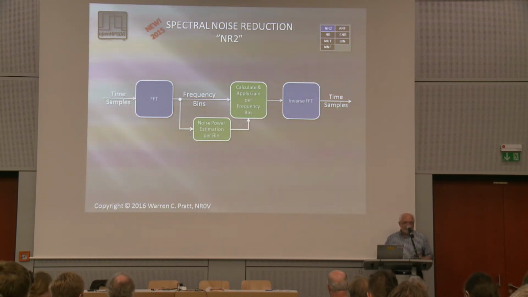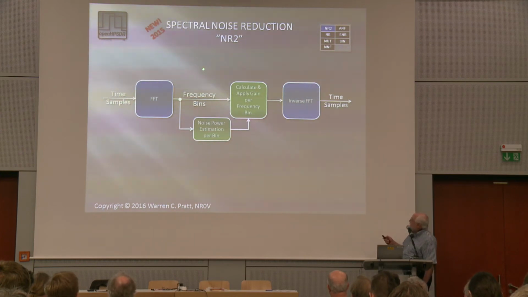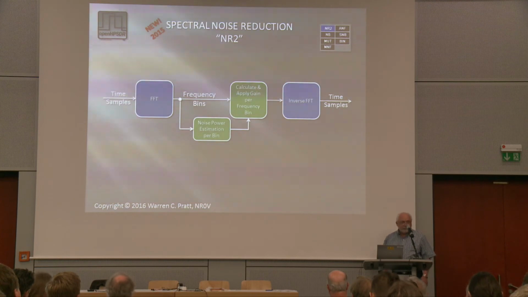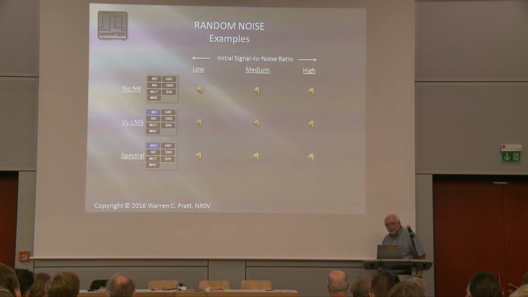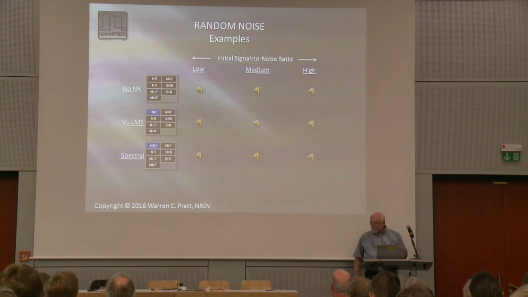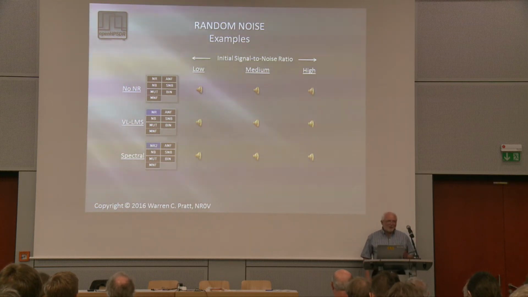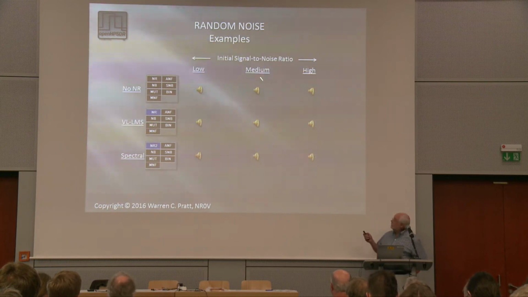There's a bunch of algorithms for that. I've broken that out as a separate block. But once we've applied the gains, we simply do our inverse FFT, and we're back to our time domain samples. Now, I have a lot of examples here. We don't have time to play all of these. They're sorted by the initial signal-to-noise ratio. We're going to stay in the medium category.